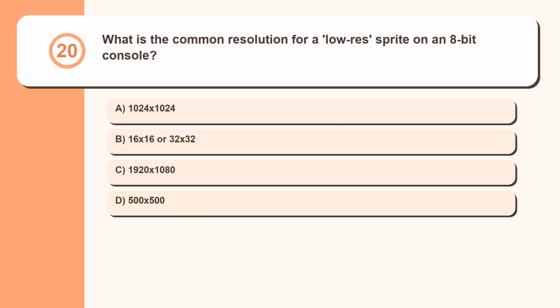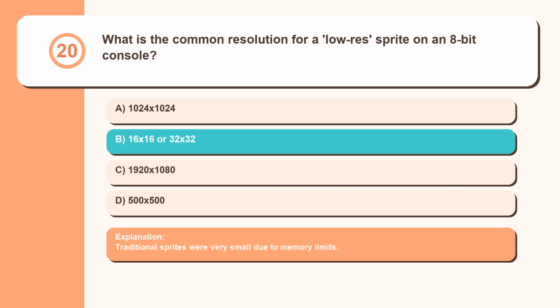Question 20. What is the common resolution for a low-res sprite on an 8-bit console? 1024x1024, 16x16 or 32x32, 1920x1080, 500x500. Traditional sprites were very small due to memory limits.